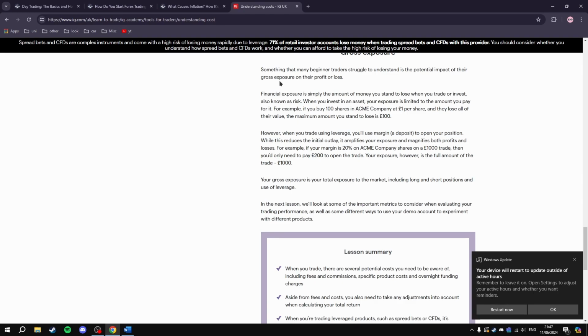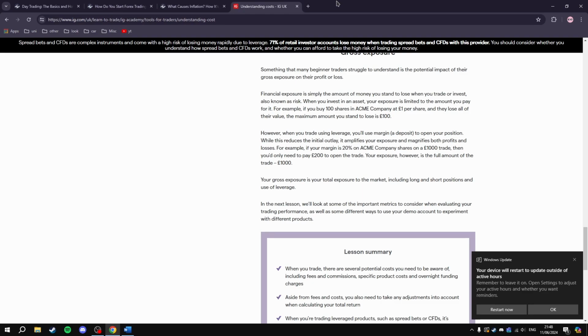Gross exposure, so the potential impact of your gross exposure on your profit or losses. Financial exposure is simply the amount of money you stand to lose when you trade or invest, also known as risk. Remember that when you're trading shares and investing in assets, your exposure is limited to the amount you pay for it. So for example, for share trading, if you invested £100, the maximum you can lose, I guess, is £100, because that's all you can lose.